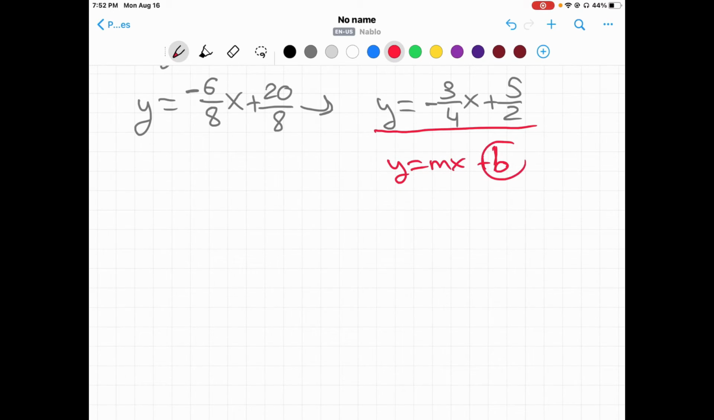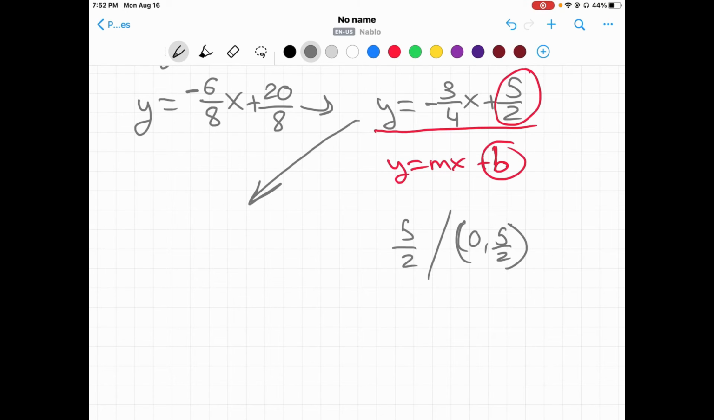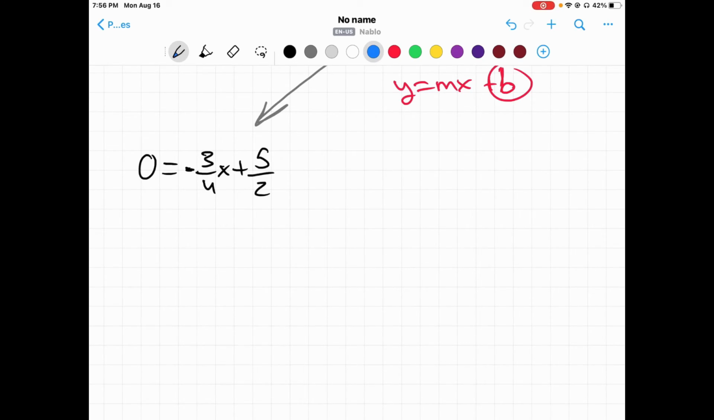Now we know this equation is already in slope-intercept form, y equals mx plus b. And we know that b is the y-intercept, and in this case b is 5 over 2. So we already know that the y-intercept is 5 over 2, and that it's at point 0, 5 over 2, or 2.5, same thing, in our coordinate plane. Now let's find the x-intercept by setting the y value to 0. 0 equals negative 3/4 x plus 5 over 2.